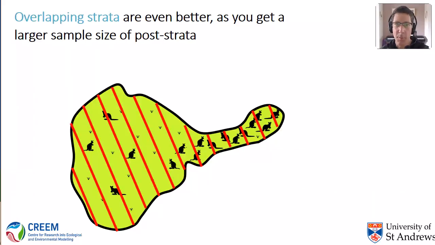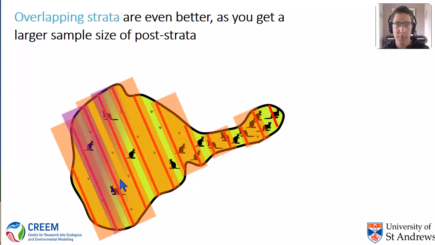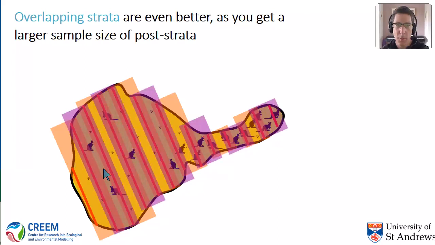There's a further improvement, which is that we could use overlapping strata, so we don't just have to group together 1 and 2, 3 and 4, 5 and 6. We can also do 1 and 2, then 2 and 3, then 3 and 4, then 4 and 5, and so on. So you get these overlapping sets of strata.